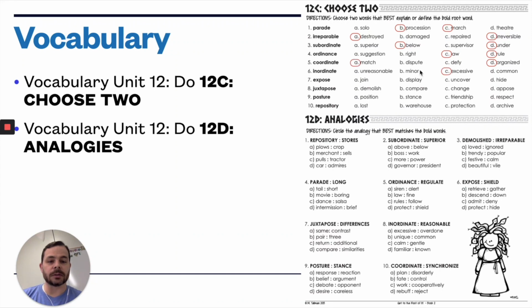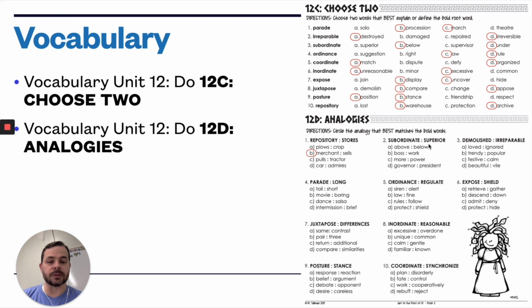And inordinate is excessive, unreasonable. Expose, display, uncover. And then juxtapose, compare, and oppose. And then posture is position, stance. Repository, as we can see, warehouse, and archive. Now for your analogies, you should have had B, merchant and sells, goes with repository and stores.